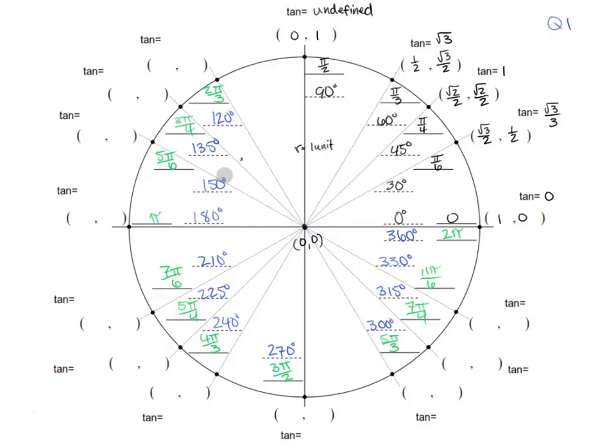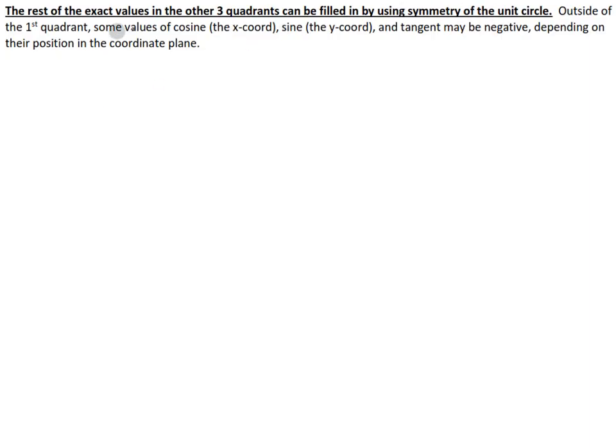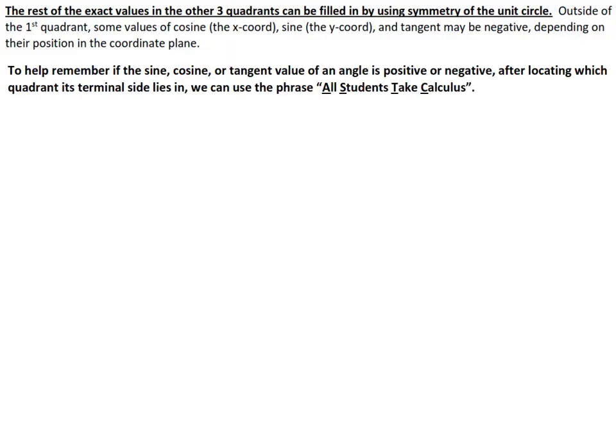Okay, now that we filled in all the angle measures, we alluded to last time that all of the other values, sine, cosine, and tangent, can be filled in using symmetry, right? Now, outside of quadrant 1, some of these values might be negative, right? The x or y coordinate might be negative, so we might get a negative cosine or sine value. And tangent can be negative, since a positive divided by a negative would give me a negative answer for tangent. So let's look at some of these things.